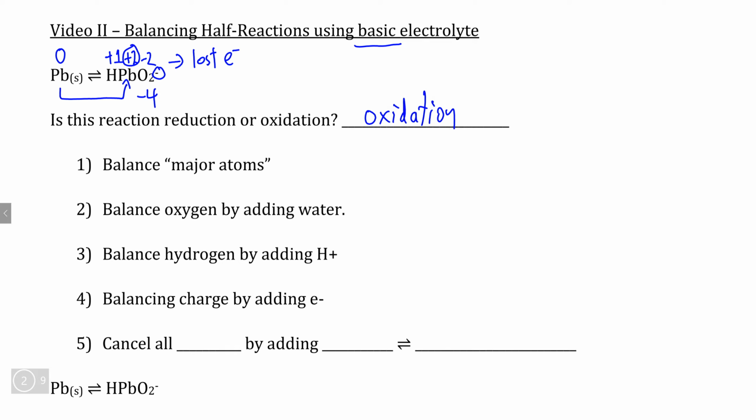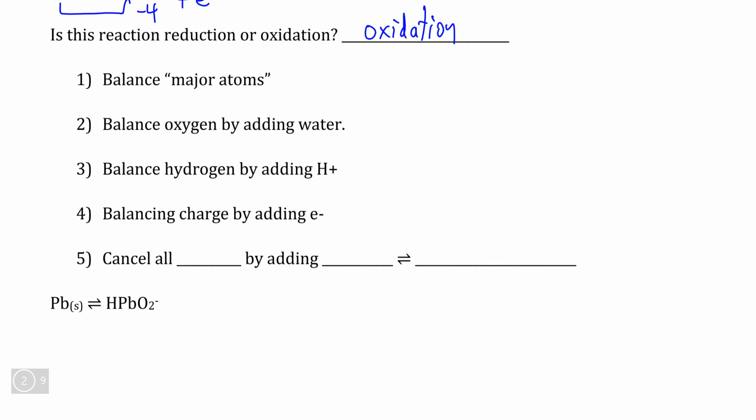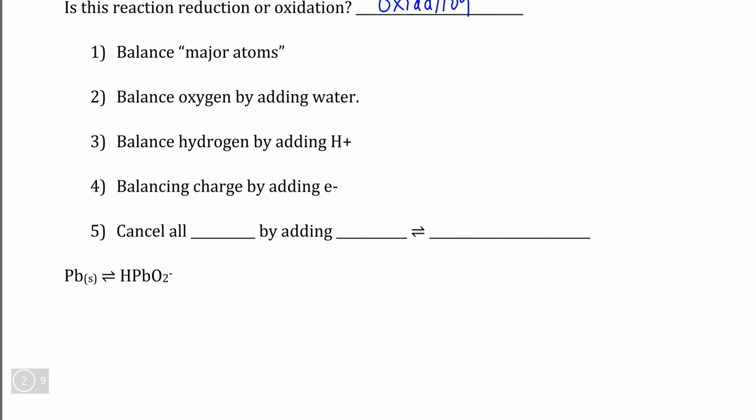Therefore, in our balanced half reaction, we would expect to see the electrons as products rather than as reactants. So let's go ahead with balancing it and see whether this is true.